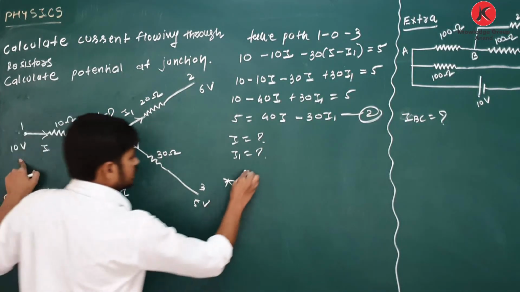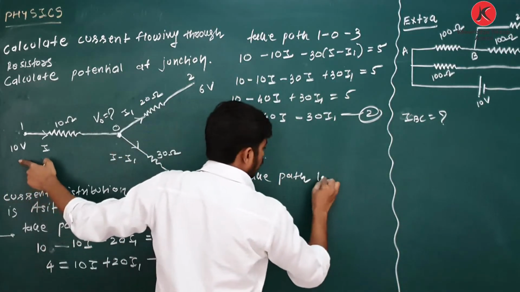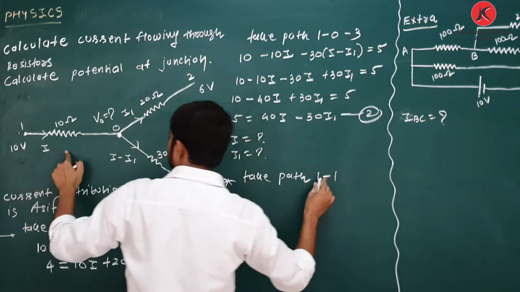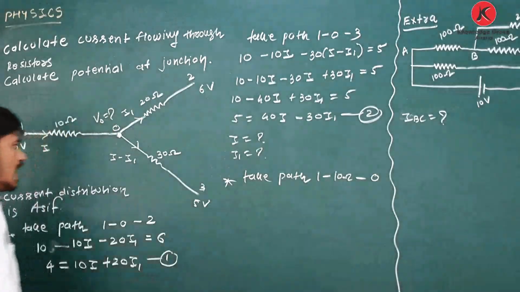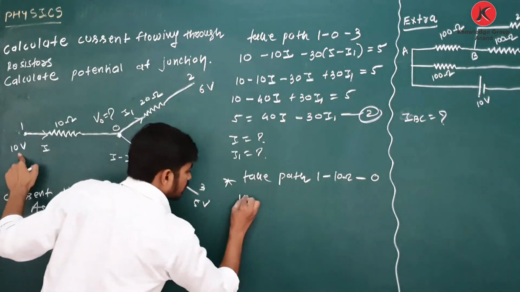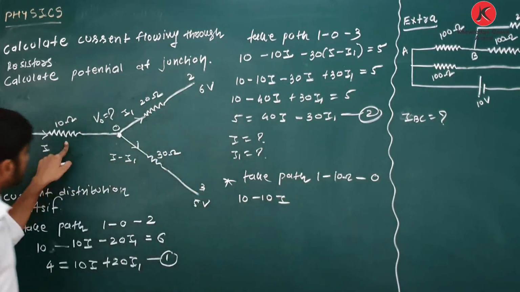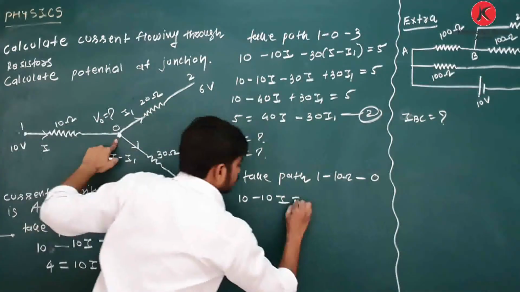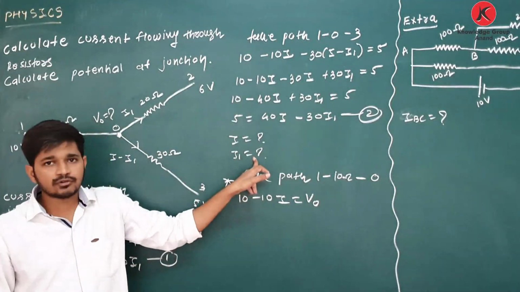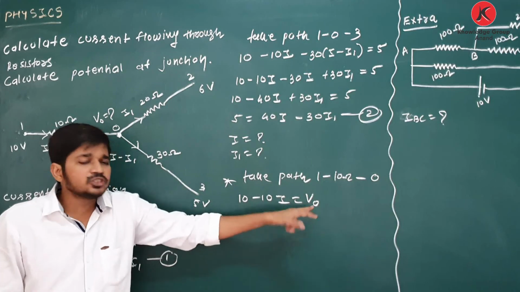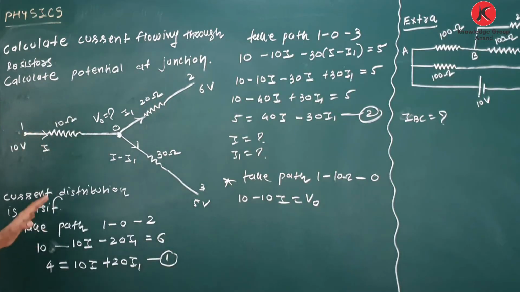Simple. Take this part, path 1. This first resistor is 10 ohm, and then here it is point O. Okay, how to apply Kirchhoff's law? First, from this point, it is 10 minus 10I, and then we have reached this point. So yes, it is V0. Simple. Okay, 10I you will get from this equation. Put the value in this equation, you will get the value. Clear? So that is how to apply Kirchhoff's law.